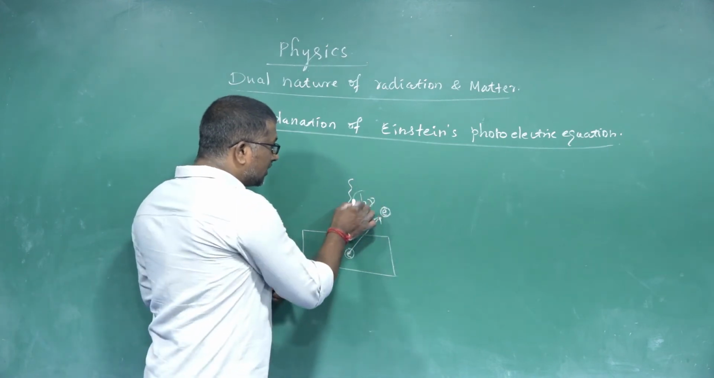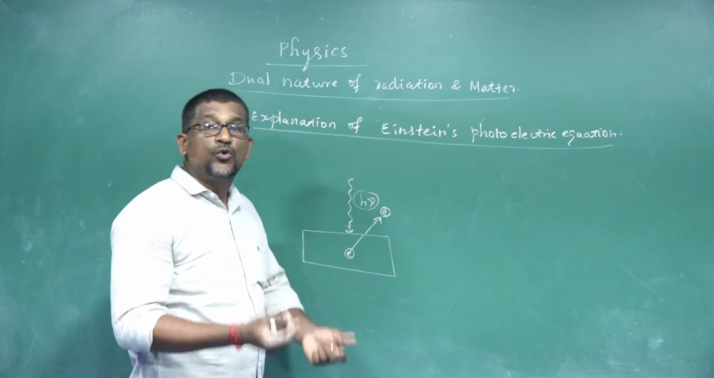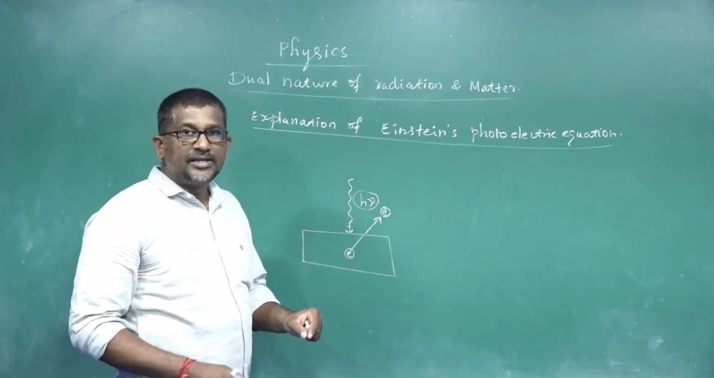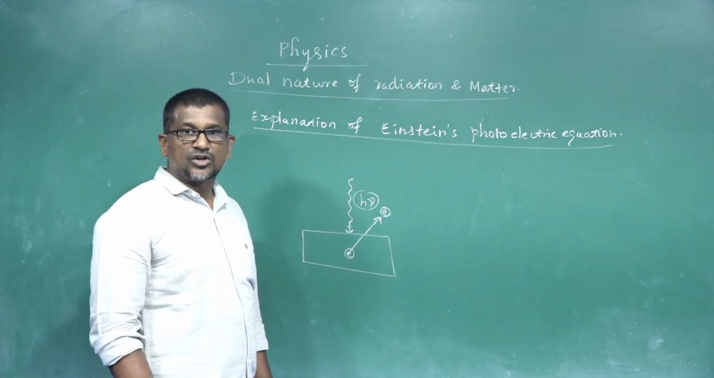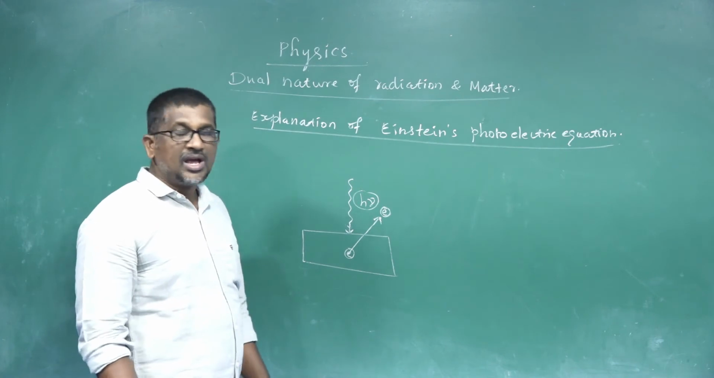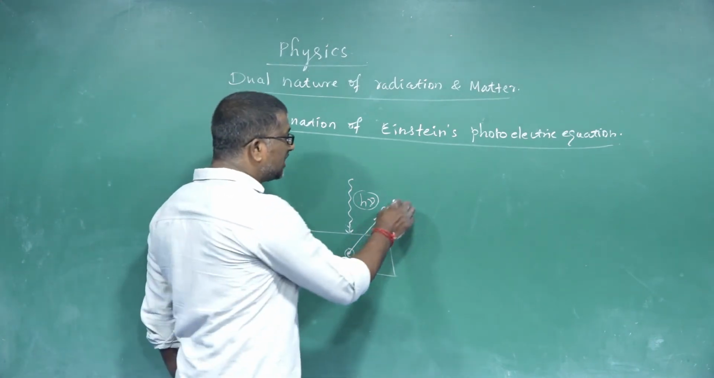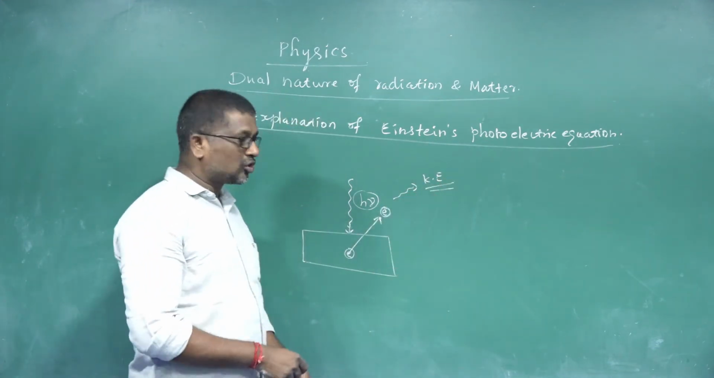So here the total energy of the incident photon is used up in two ways. A part of the energy of the incident photon is used to extract the electron from the metal surface. And the remaining part of the energy of the incident photon is completely converted into kinetic energy of the electron.